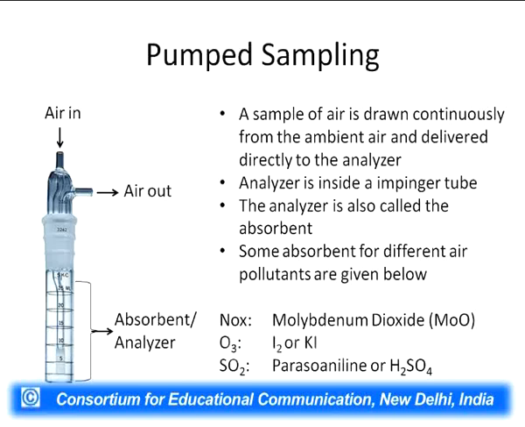whatever pollutants are there, depending upon the type of absorber, can be absorbed. The different types of absorbers are, like in case we have to analyze NOx, the absorber could be molybdenum dioxide or MoO. If we have to analyze for O3, the absorbents could be iodine or potassium iodide. If we have to analyze sulfur dioxide, the absorbents could be para-aniline or H2SO4. In fact, this method is outdated now. It is not being used. It was used way back in the 70s or 80s when pollution analysis was started. This is also known as the titration method.